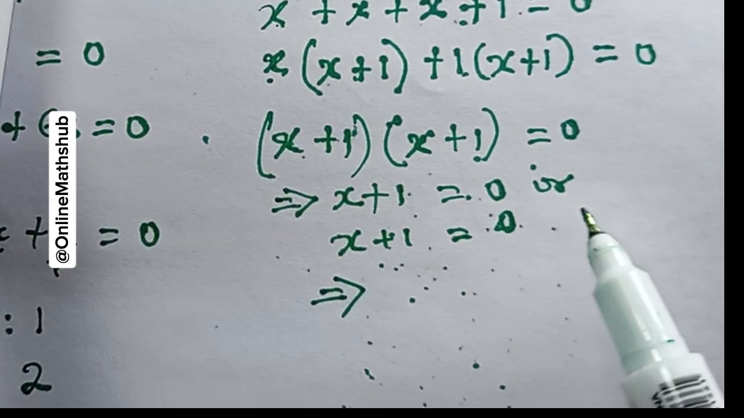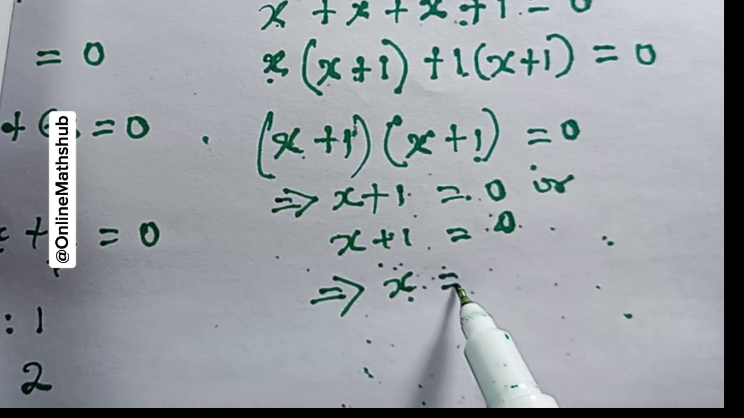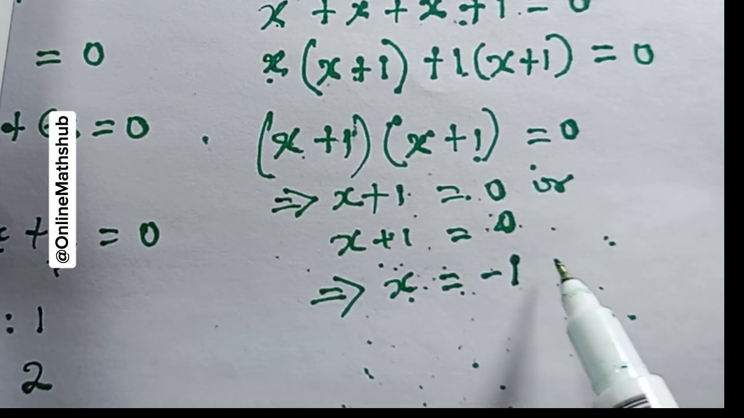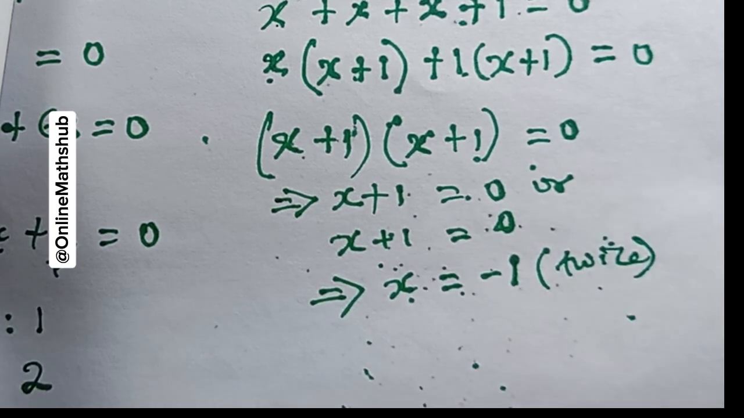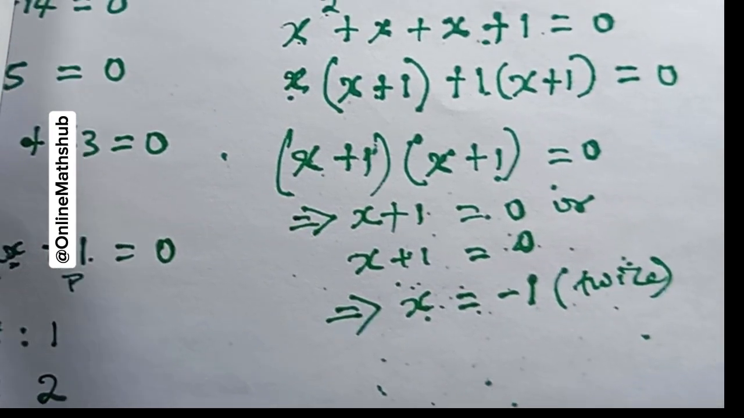But of course, in any of the cases, you can see that x is equal to -1, and this is for -1, so you just put -1 twice. So this is how you solve this.